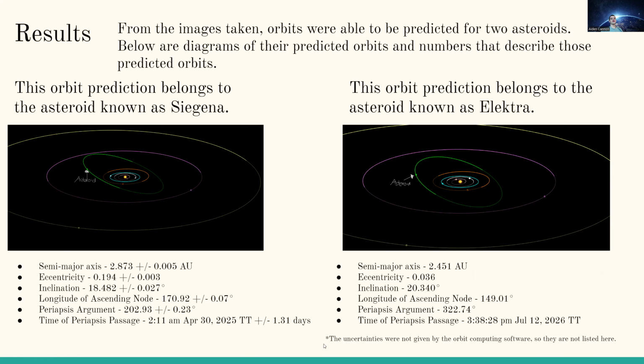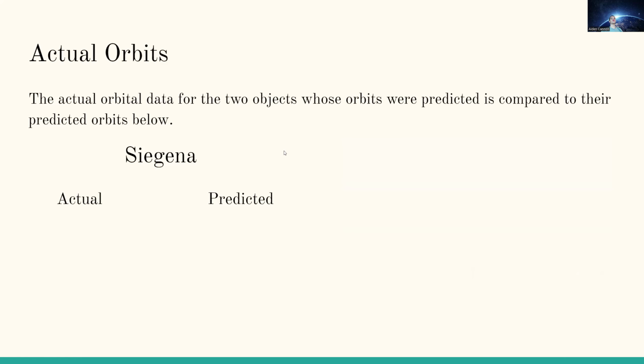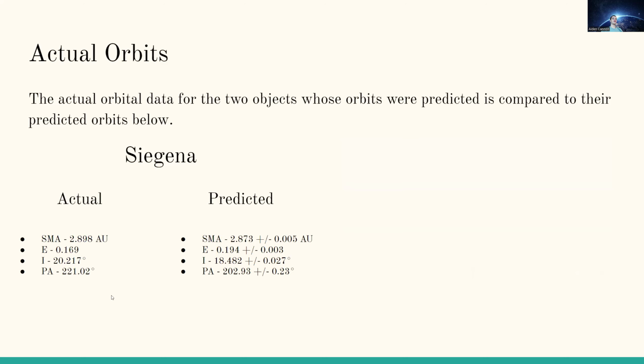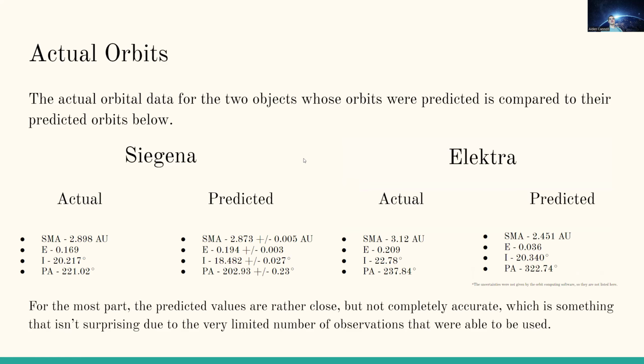The uncertainties, by the way, were not given by the orbit software, so I was not able to give those there. We got the actual orbits as well, and compared them to our predicted orbits. We were off by about 25 thousandths on the semi-major axis and eccentricity for Sigina, about 2 degrees of inclination, and about 18 degrees of periapsis argument. For Electra, it was a little worse. Off by about 0.65 in AU, about 0.17 eccentricity, again about 2 degrees of inclination, and about 85 degrees of periapsis argument. So most of the time they're reasonably close, but not actually all that accurate.